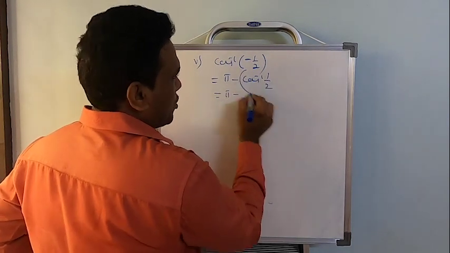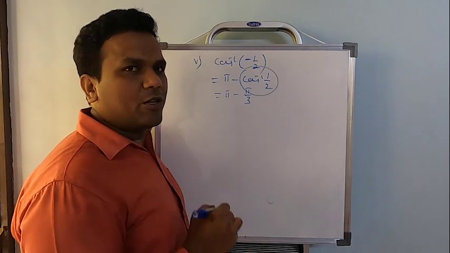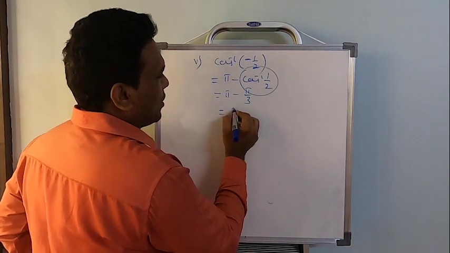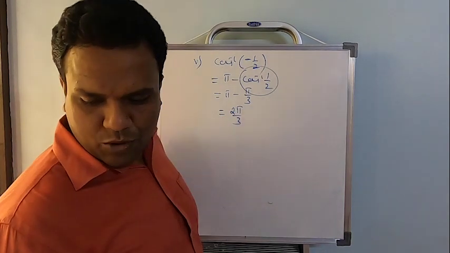Okay, and now let's go for it. Pi minus cos inverse 1 by 2, simply pi by 3. Cos 60 is going to be 1 by 2. Correct? Okay. So on taking LCM, the value will be 2 pi by 3. Let's move on to the next.